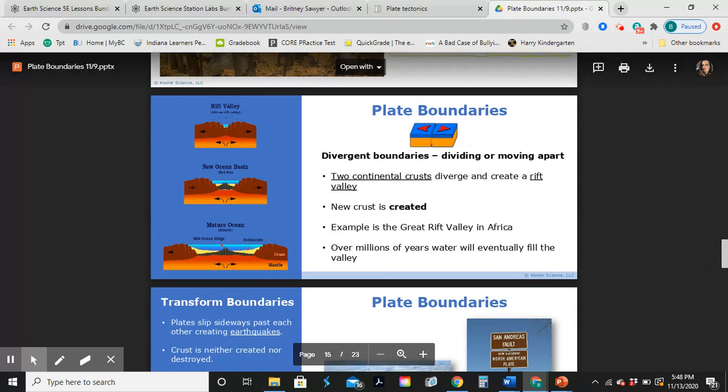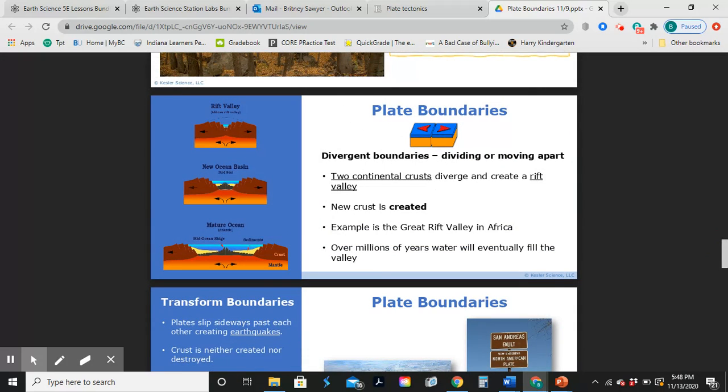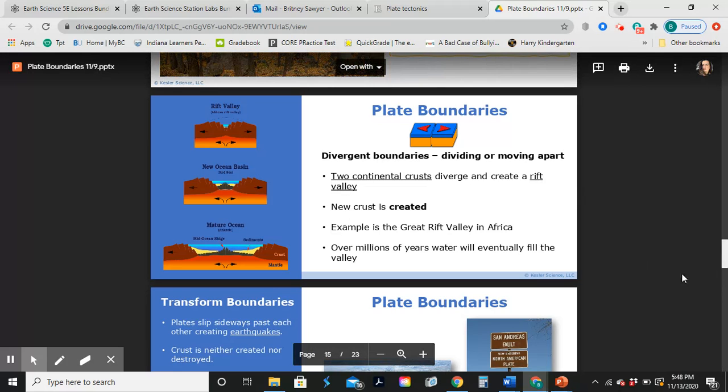Divergent boundaries means to divide or to move apart. Two continental crusts diverge and create a rift and valley. New crust is created and is an example of the Great Rift Valley in Africa. Over millions of years, water will eventually fill in the valley and Africa will become two continents.